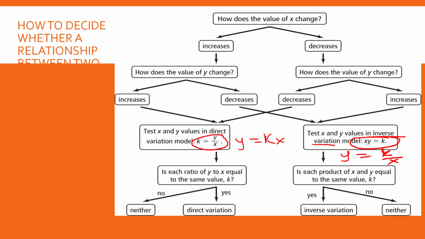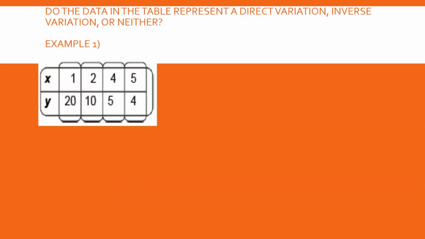All right. Once you have decided which one it is, you're going to check to make sure that the k value is the same for all given data. And if they are the same, then yes, it's direct variation. If they're not all the same, then no, it's going to be neither. All right. So let's dive into our little calculations here. Okay. Do the data in the table represent a direct variation or inverse variation or neither?